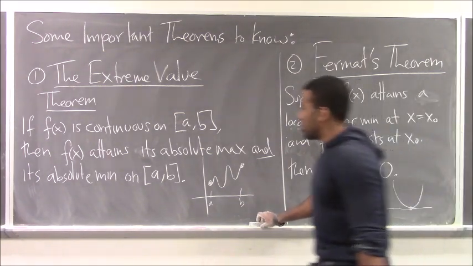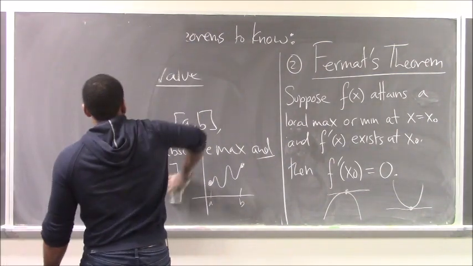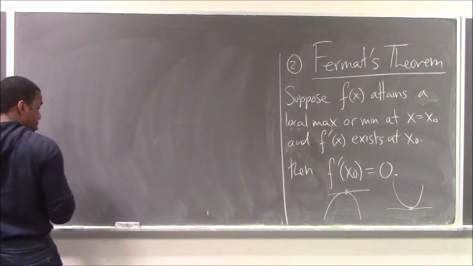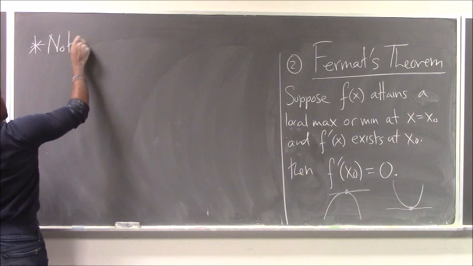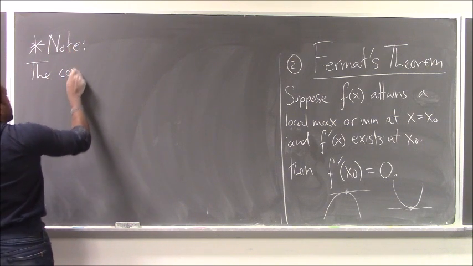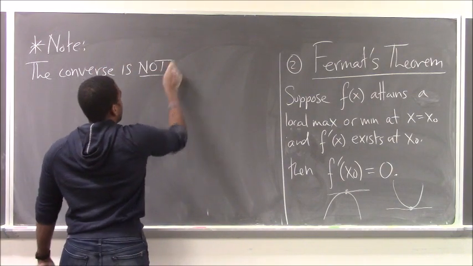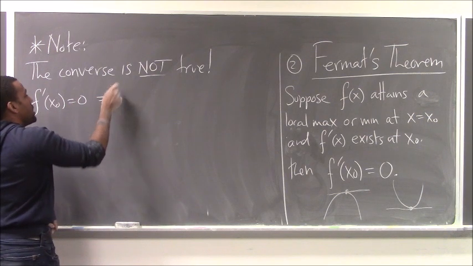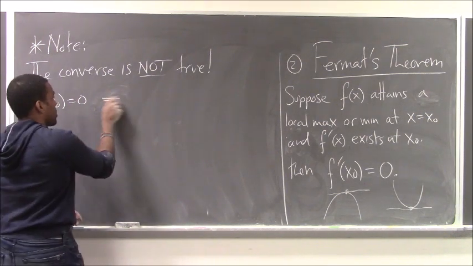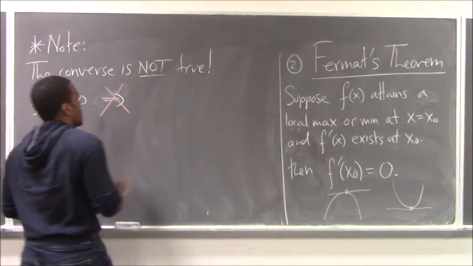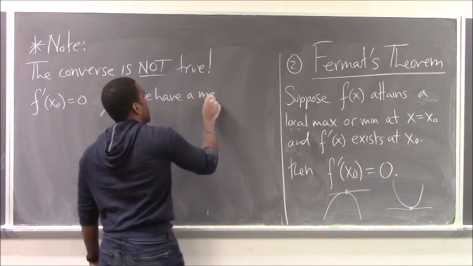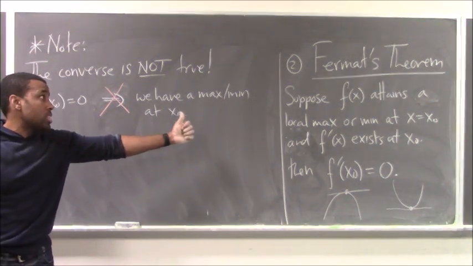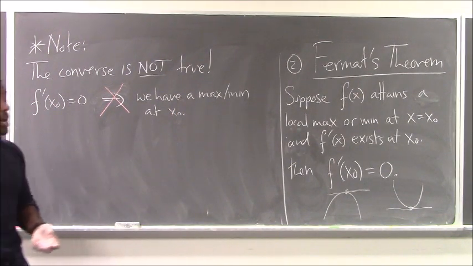Let's talk about some important facts with Fermat's theorem. In fact, let's talk about what it does not say. That's what it says. Here's what it does not say. The converse is not true. Meaning, if I know that f prime at some point equals 0, it does not mean we have a max or min there. If I know there's a max or min and the derivative exists, I know that the derivative should be 0. But knowing that the derivative is 0 is not going to guarantee a max or min.